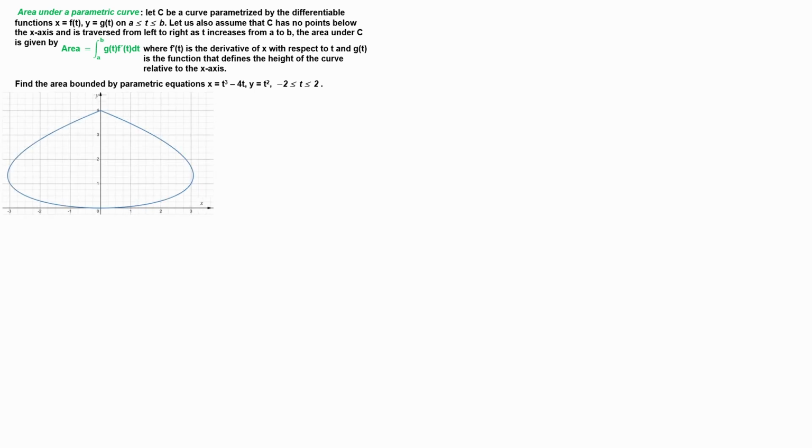Let us see how it works. Find the area bounded by parametric equations. First, calculate the derivative of x with respect to t, and then plug the result into the formula to calculate the area. Apply it to the area formula. Expand the integrand and integrate term by term.